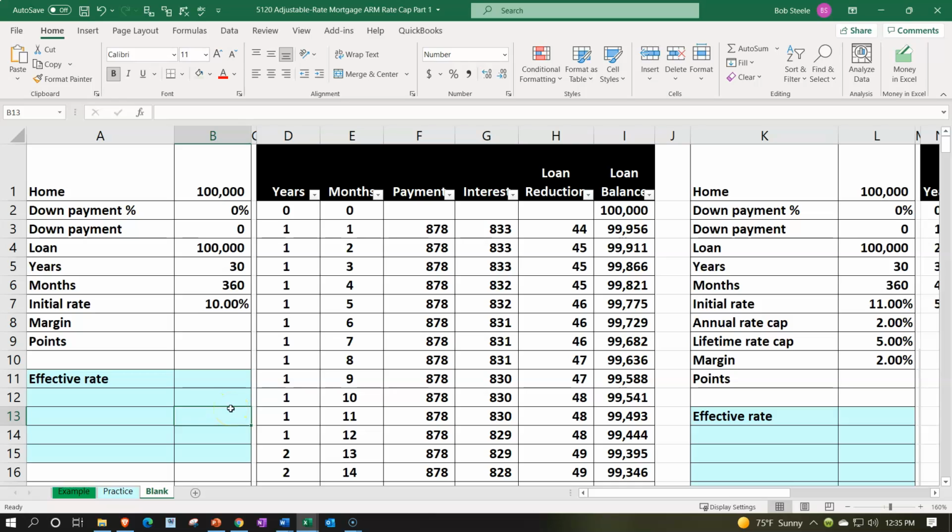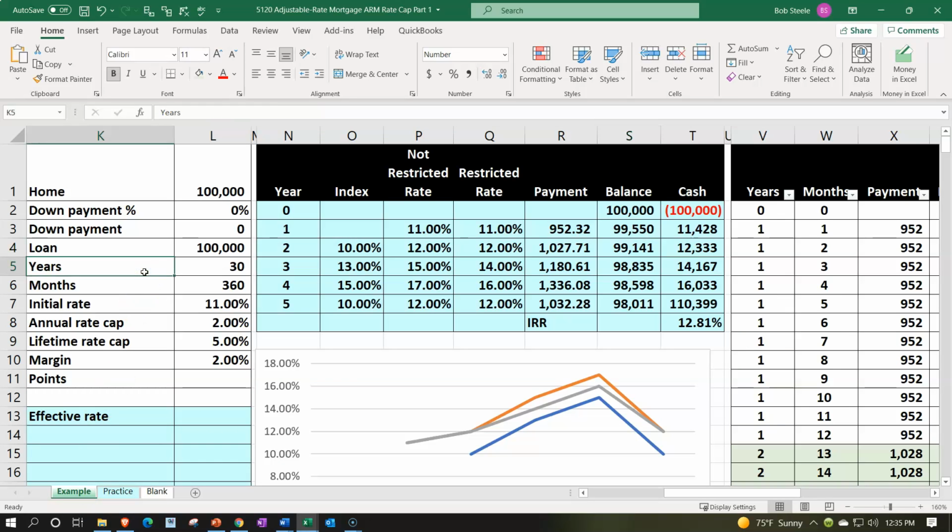If you have access to the Excel worksheet and would like to follow along, note that we have 3 tabs down below: example, practice, and blank. Let's take a look at them now, starting with the example tab, in essence being an answer key.